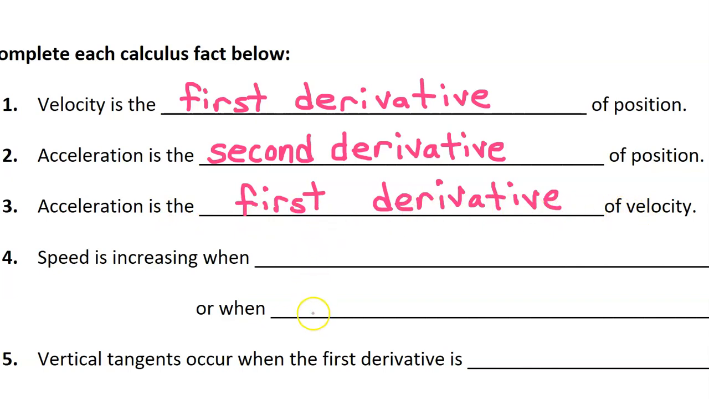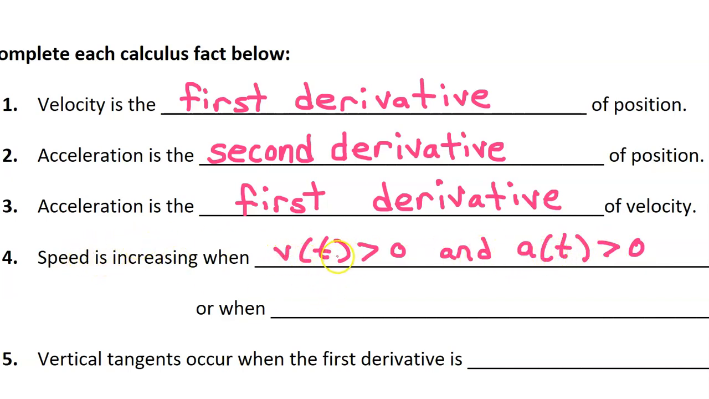What are the two situations when speed is increasing? It's all about velocity versus acceleration. Speed is increasing if the velocity and acceleration are both positive. So that means that v at t is greater than 0 and a at t is greater than 0. If velocity and acceleration are both positive, speed is increasing.